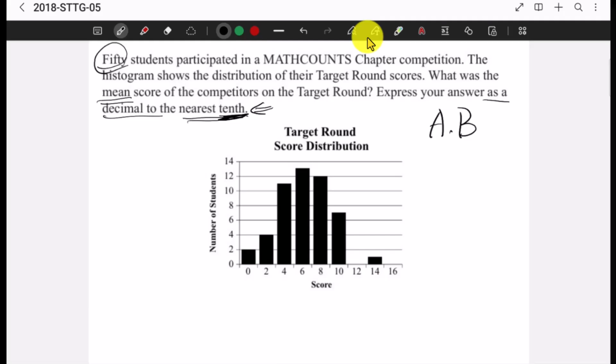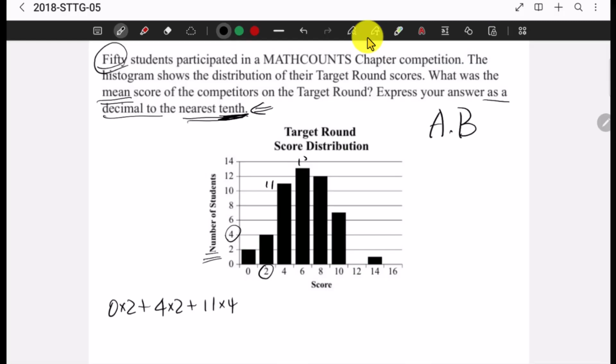So take a look. We have 2 students. Number of students, that's on the vertical axis. The 2 students got a 0, so that's 0 times 2, plus 4 students earned a 2, 4 times 2. And please always keep the same order: the number of students come first and their scores come later. We also have 11 students who had a 4.